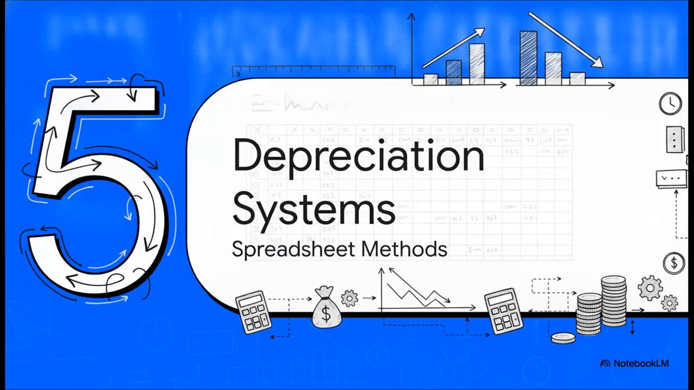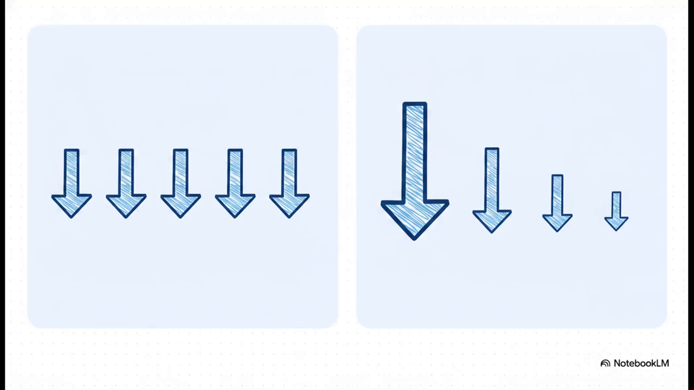Section 5. Calculating depreciation systems. Let's look at the math. When it comes to accounting policy, usually guided by frameworks like the Companies Act, you're generally looking at one of two methods. First is the straight line method, or SLM. This one's super straightforward. It distributes the loss of value evenly across every single year of the asset's life. The second is the written down value method, WDV, often called the declining balance method.